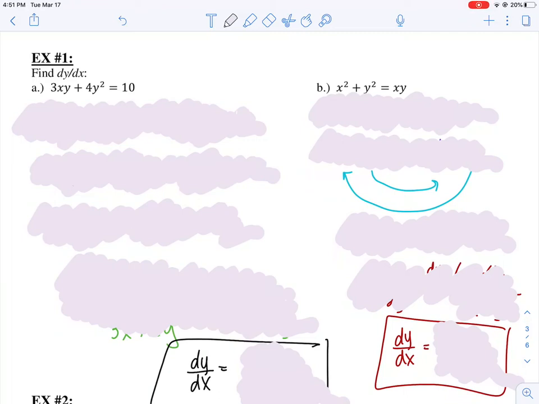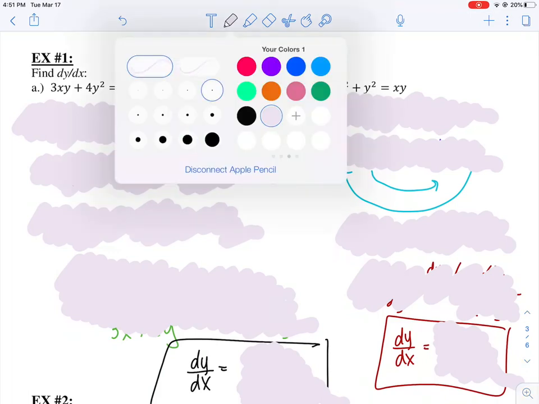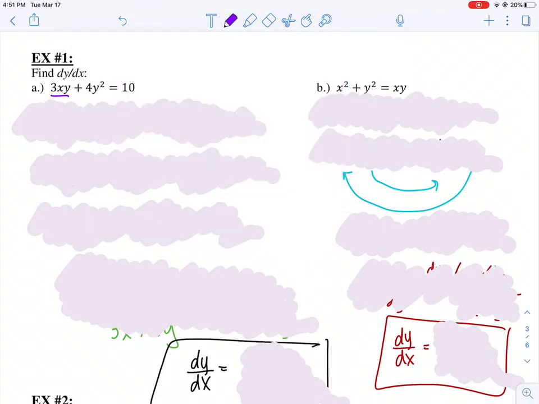In this problem though, we've got lots of different variables all kind of intermingled. We've got x's, we've got y's, and now we even have an equal sign. And so what we want to do is find the derivative of this whole entire equation with respect to x. If you were to find the derivative of this with respect to x, you would have to find the derivative of this first term. And so what derivative rule do you think you would have to use to find the derivative of 3xy?